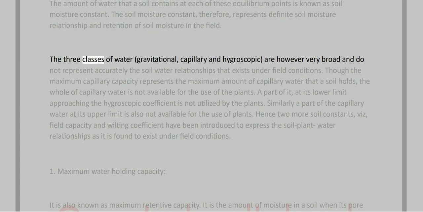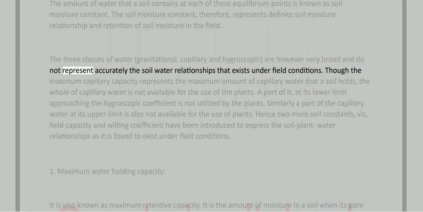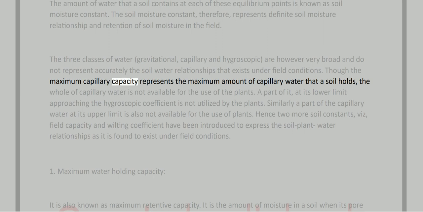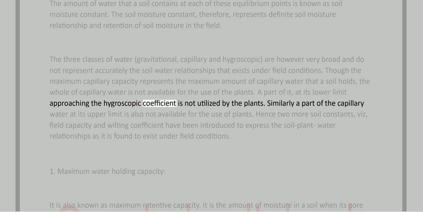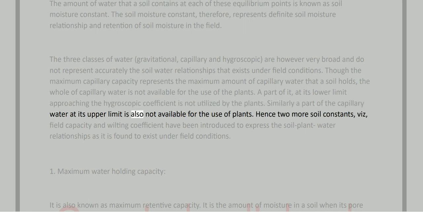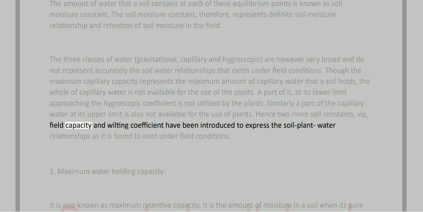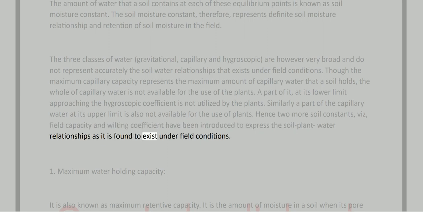The 3 classes of water, gravitational, capillary and hygroscopic, are however very broad and do not represent accurately the soil-water relationships that exist under field conditions. Though the maximum capillary capacity represents the maximum amount of capillary water that a soil holds, the whole of capillary water is not available for the use of the plants. A part of it, at its lower limit approaching the hygroscopic coefficient, is not utilized by the plants. Similarly, a part of the capillary water at its upper limit is also not available for the use of plants. Hence 2 more soil constants, viz., field capacity and wilting coefficient, have been introduced to express the soil-plant water relationships as it is found to exist under field conditions.